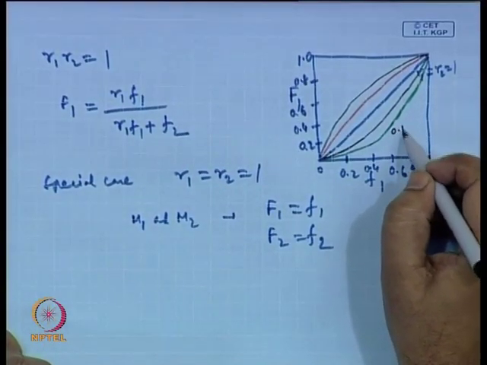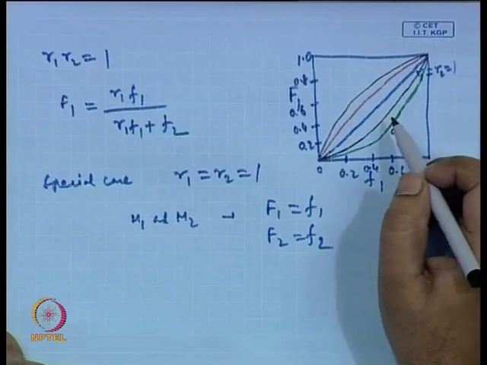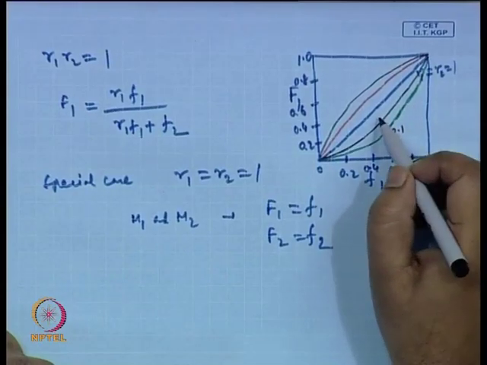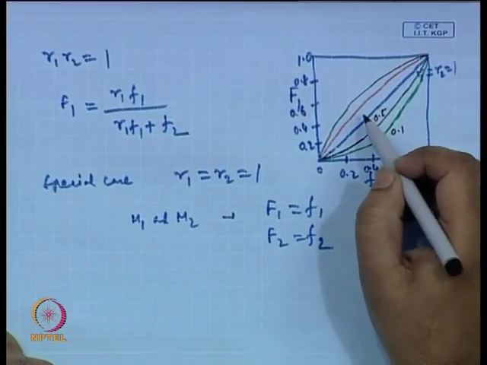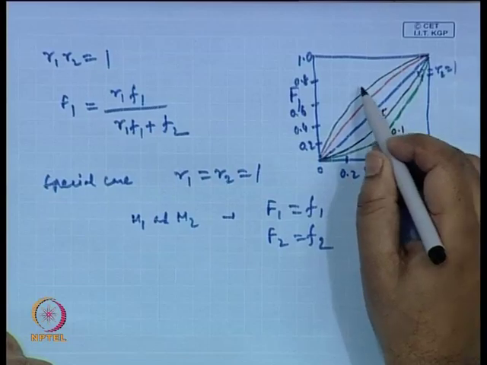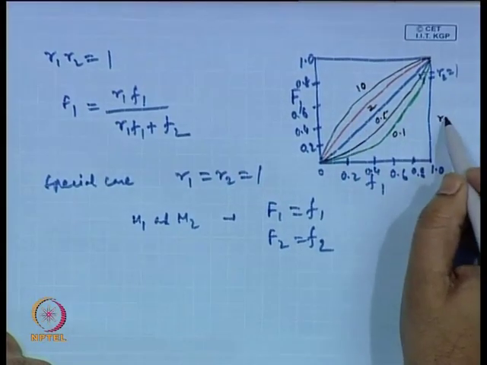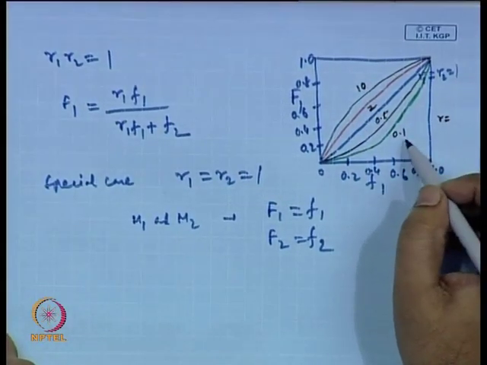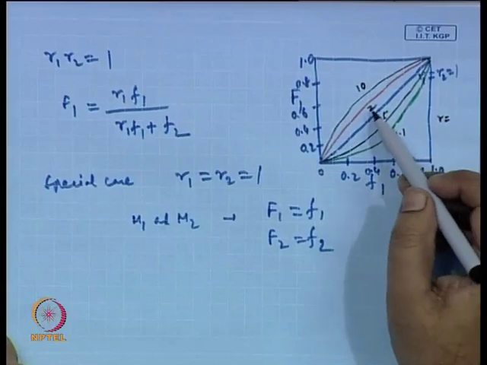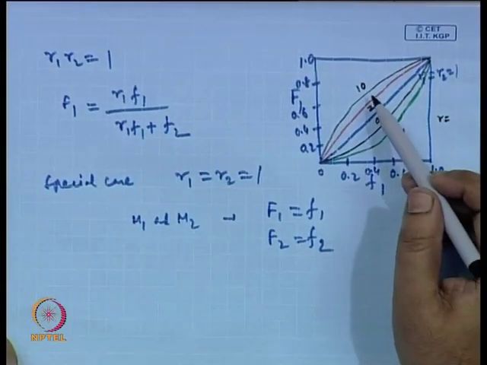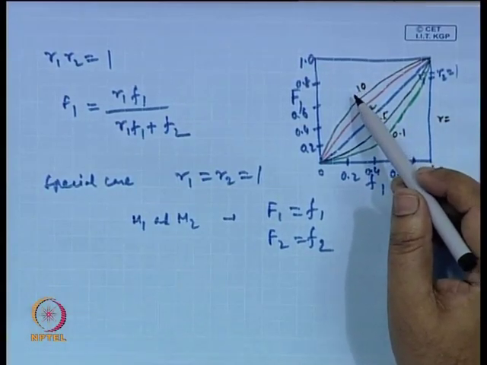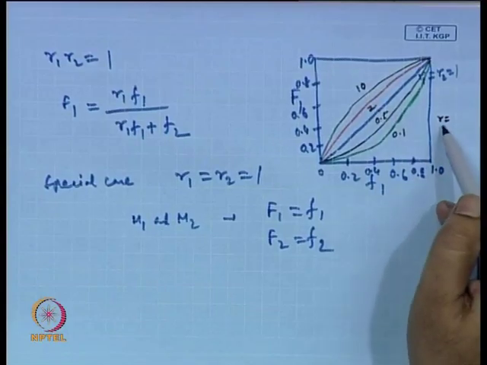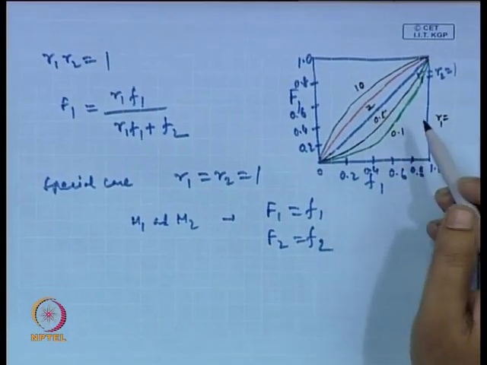This is say 0.1, this is say 0.5, this is say 2 and this is say 10. R is 0.1, R is 0.5, 2 and 10 R1.